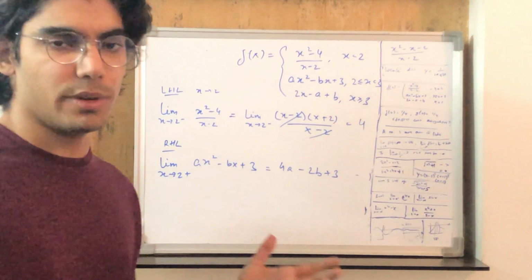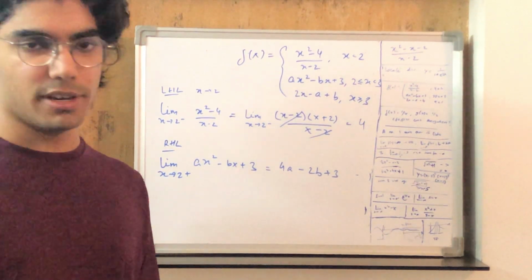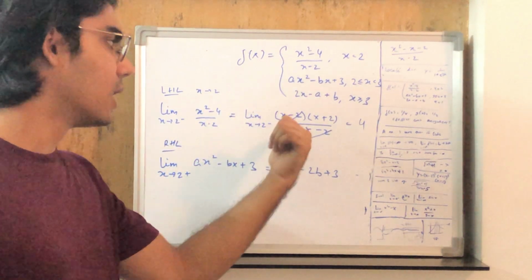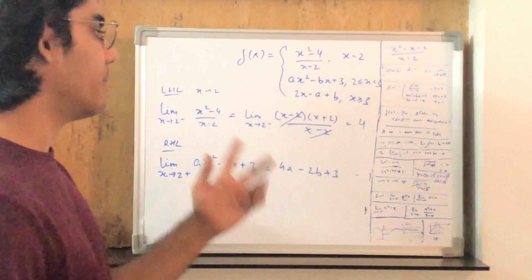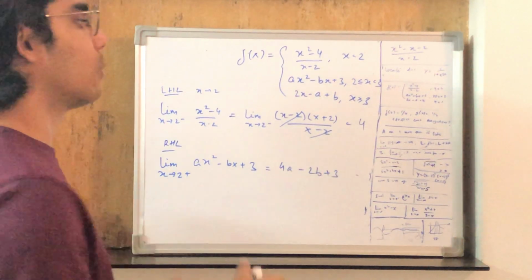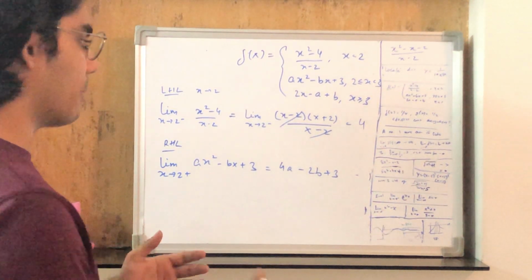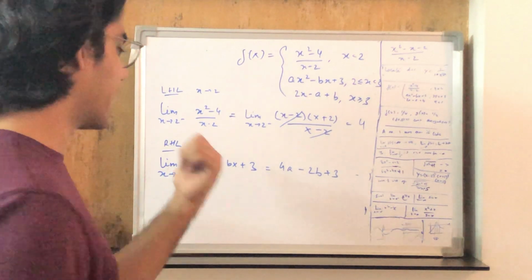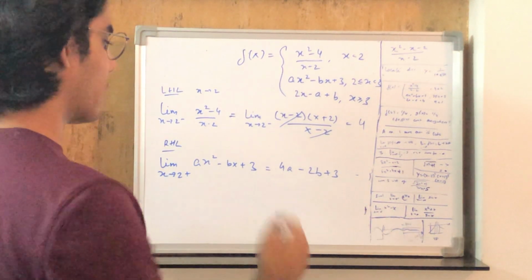I can just plug in the value here, I don't have to worry about the denominator in this case. Here, I had to cancel out the terms in the numerator and denominator because I was just going to get 0 over 0, which is an indeterminate form. So that's why we get a 4. That's how we proceed. But here, there's no such problem. I can simply plug in 2 here, and this is what I get.